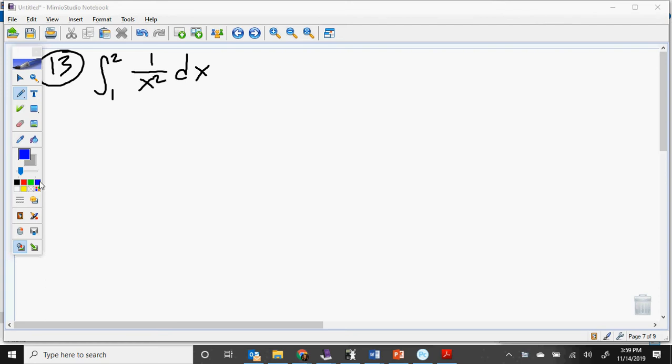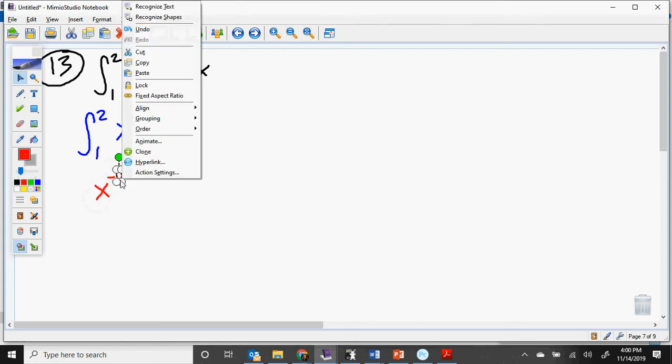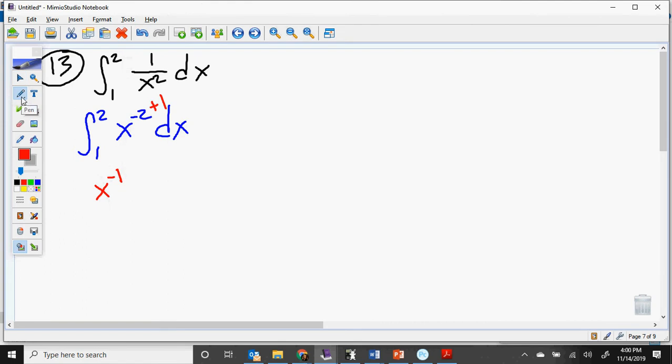problems. So for 13 and 14, no u substitutions required, just take the integral. For this one, we'll rewrite it slightly just to say this is x to the negative 2, and then go ahead and take the integral. So do my power rule, add 1, and I'll get x to the negative 1. And then, of course, in front of it, I need to do the reciprocal. Well, the reciprocal of negative 1 is negative 1 from 1 to 2.